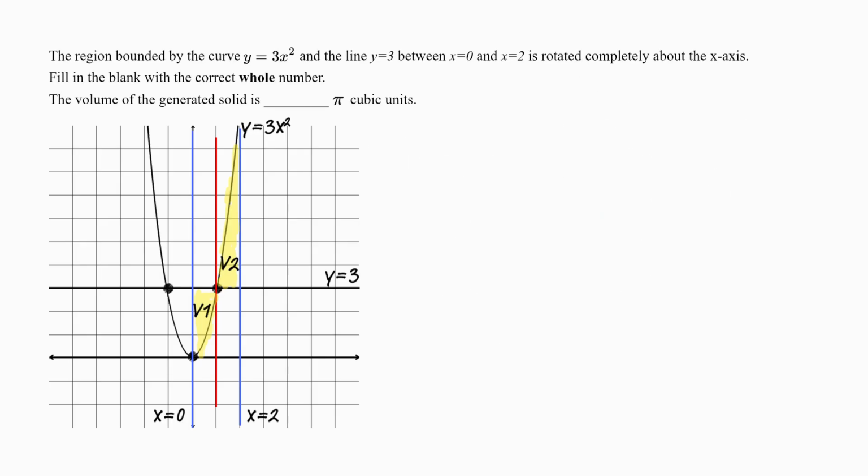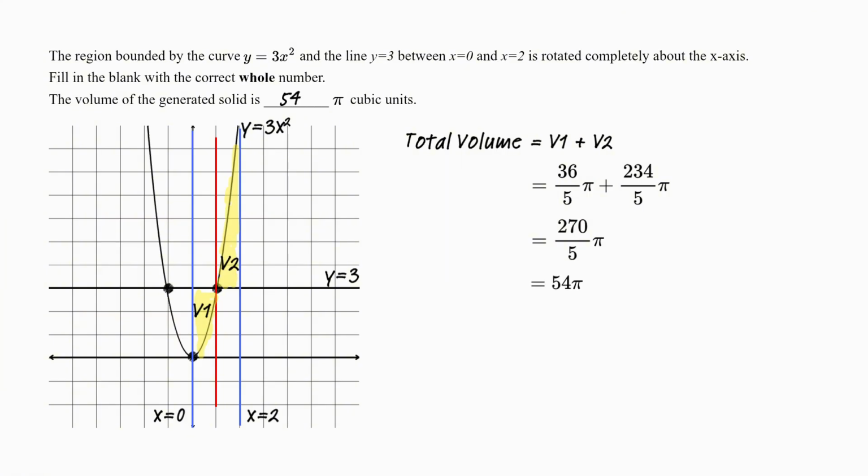The finish line is in sight. To get the total volume, we just add volume 1 and volume 2. Total volume equals 36 over 5 pi plus 234 over 5 pi equals 270 over 5 pi. Now just divide 270 by 5 and we get 54 pi cubic units. The most important takeaway? Always check if your functions cross within your interval. If you do, split that integral up.